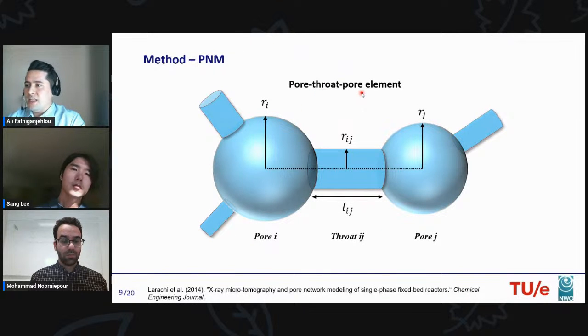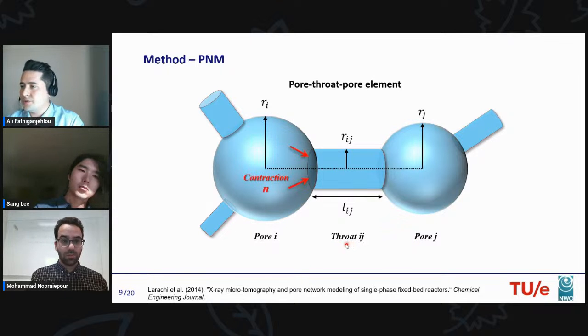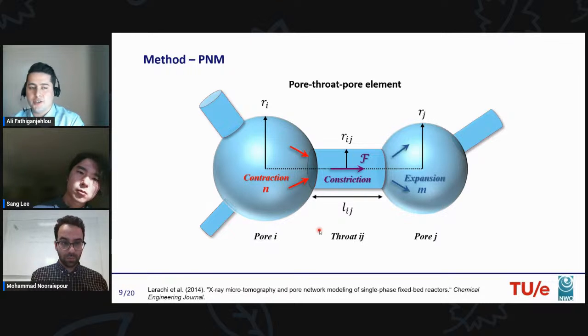A pore-throat-pore element is the smallest calculation unit in the pore network model. Flow moves from pore I to pore J through throat IJ, and it undergoes energy losses because of contraction, constriction, and expansion of surface areas. The overall pressure drop from pore I to pore J can be attributed to these three losses. Here, N is the contraction curvature factor, M is the expansion curvature factor, and F is the throat radius correction factor.